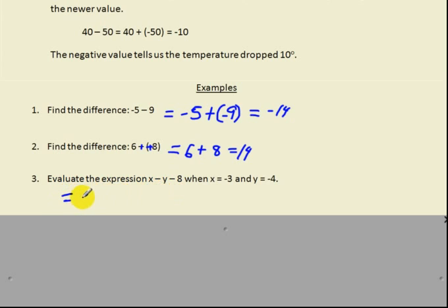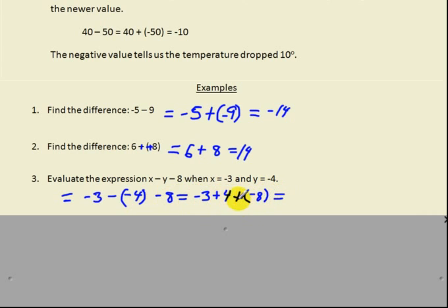So this is going to be equal to, I'm going to go ahead and first of all substitute the values that we know. So x is -3 minus, and then y is -4. I'm going to put that in parentheses just to help separate out the negative from the subtraction. And then -8. And now I'm going to rewrite this. We have two subtractions going on here. I'm going to rewrite this using just addition. So this is -3 plus, and then instead of a -4, a +4, plus, and then instead of a +8, we're now going to be adding a -8.